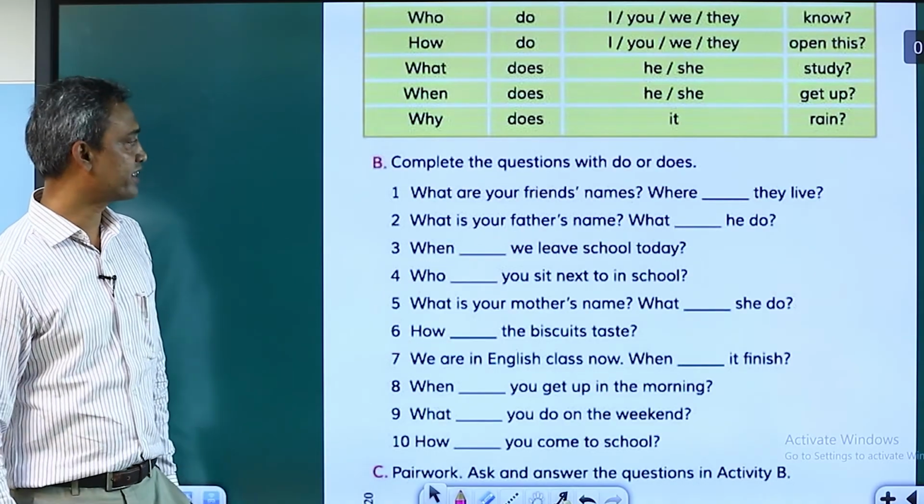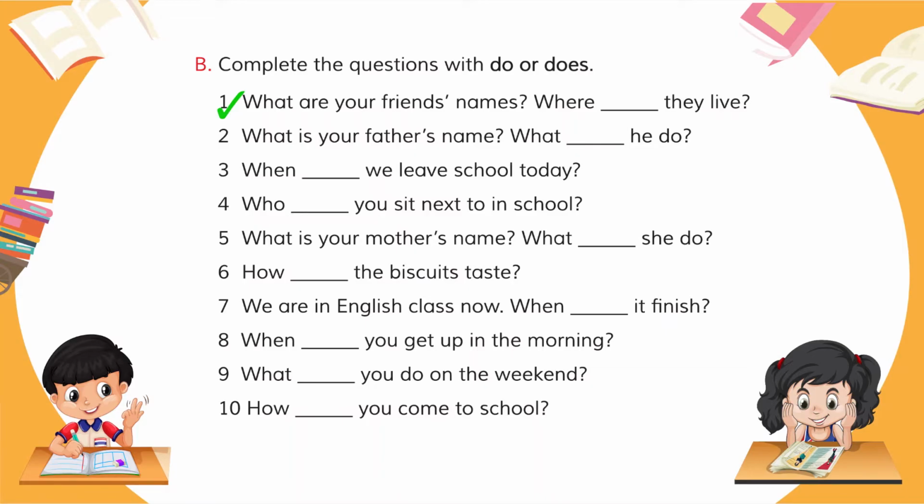Okay, I am starting. Number 1, what are your friends' names? Where dash they live? Number 2, what is your father's name? What does he do? Number 3, when dash we leave school today? Number 4, who dash you sit next to in school? Number 5, what is your mother's name? What does she do?